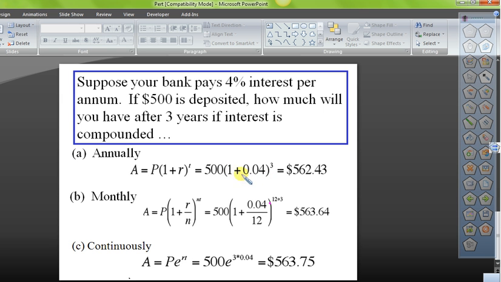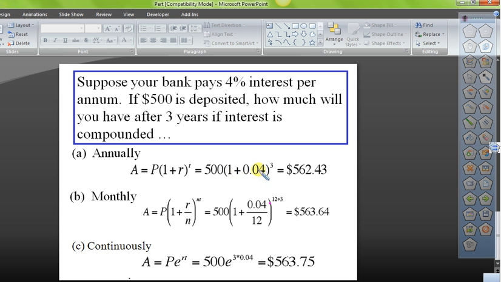Now notice, I want you to notice something real important here, in that when you have this formula, you want to make sure that you do what's inside the parentheses first, because if you distribute the 500, you're going to get an incorrect answer, and that is a very common mistake.